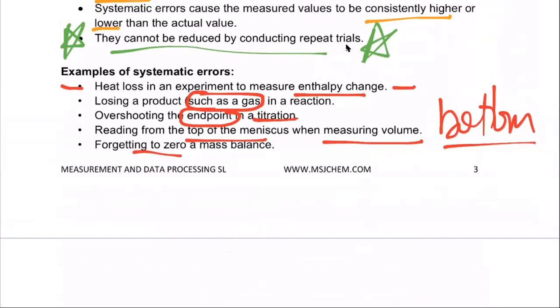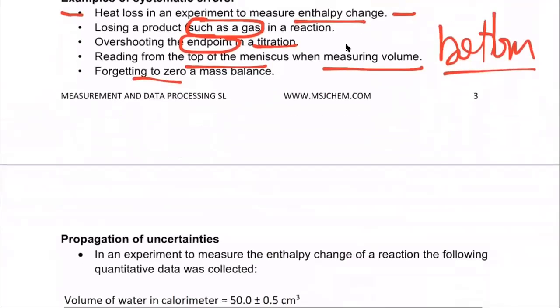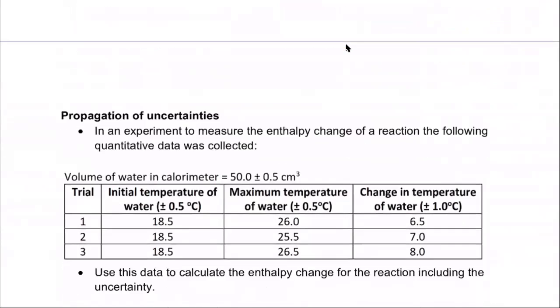You can start reading from the bottom of the meniscus. You can do another titration and stop it when your endpoint shows the color change right away. You can add a container to collect the gas in. You can use an insulated container that's got like styrofoam. So those are all things you can correct, whereas random errors, you can't.